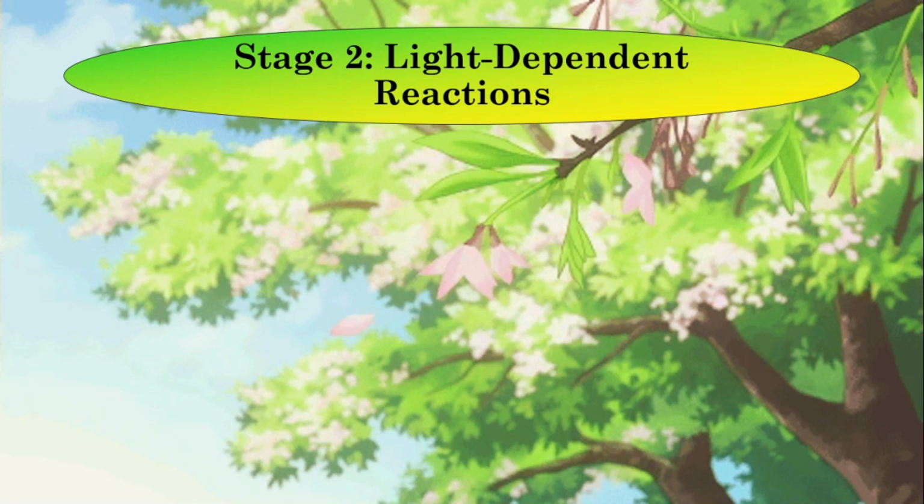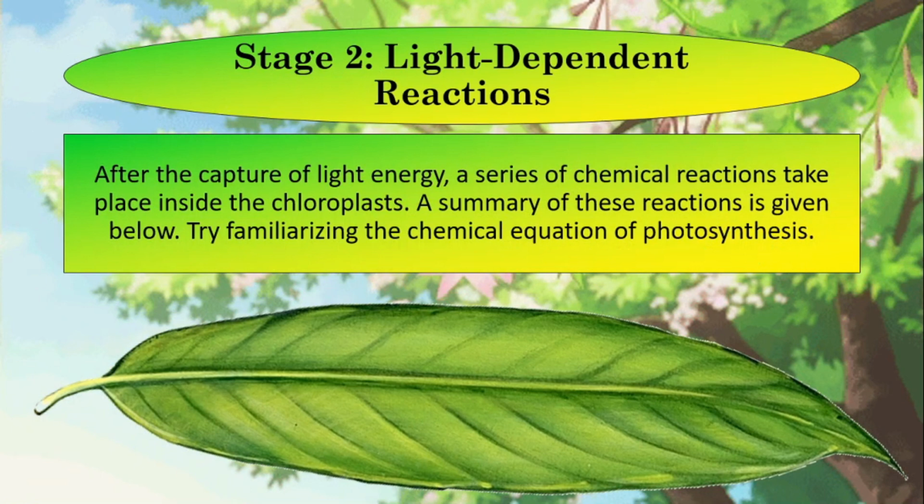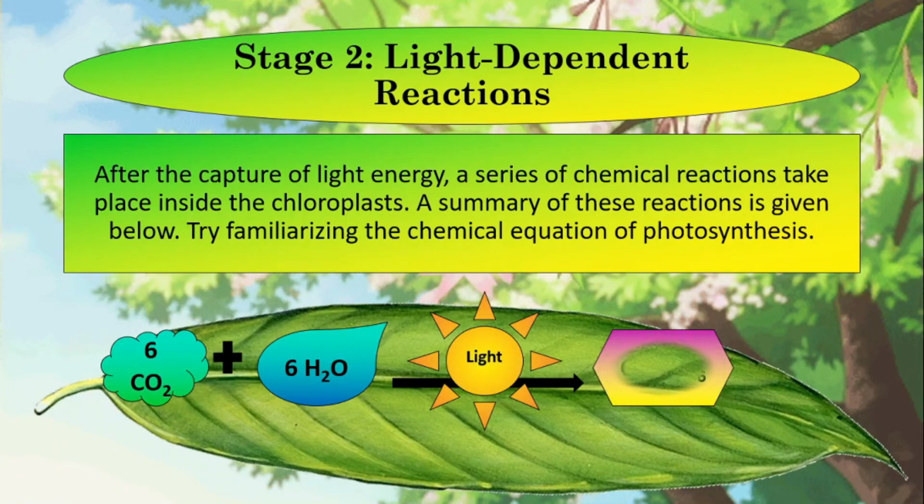Stage 2, light-dependent reactions. After the capture of light energy, a series of chemical reactions takes place inside the chloroplast. A summary of this reaction is given below. So try familiarizing the chemical equation of photosynthesis. 6 molecules of carbon dioxide plus 6 molecules of water plus light energy will produce 1 molecule of glucose and 6 molecules of oxygen gas.